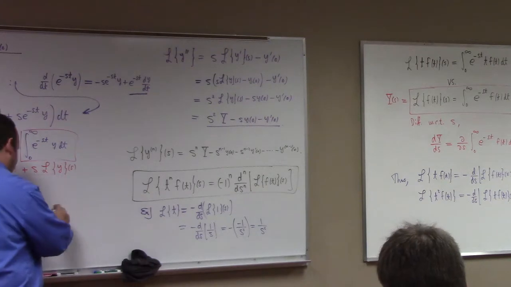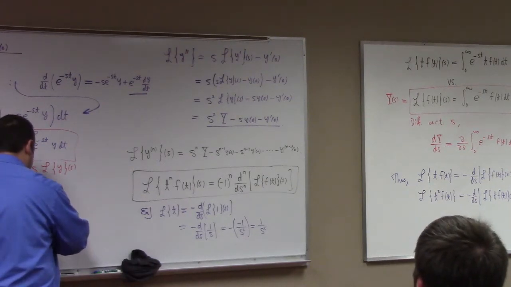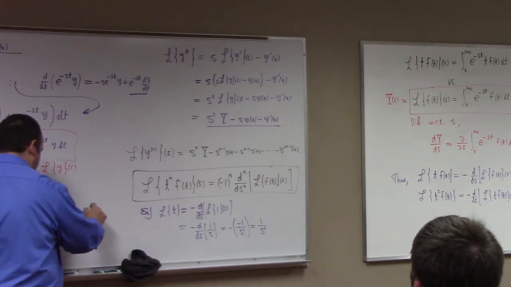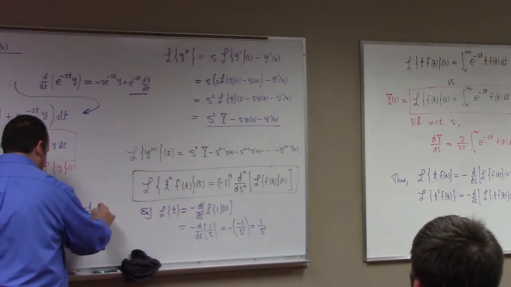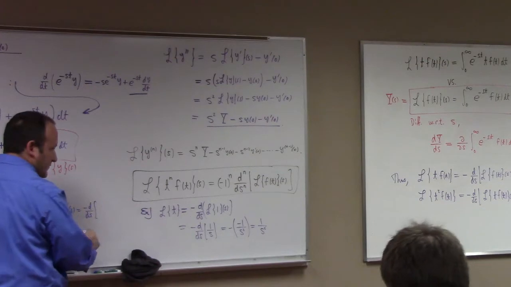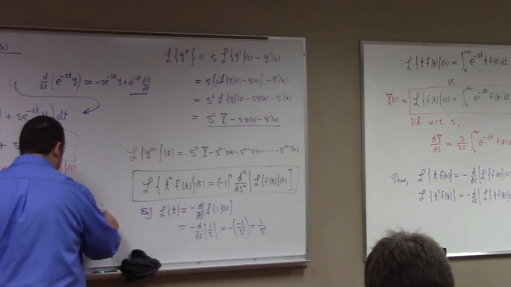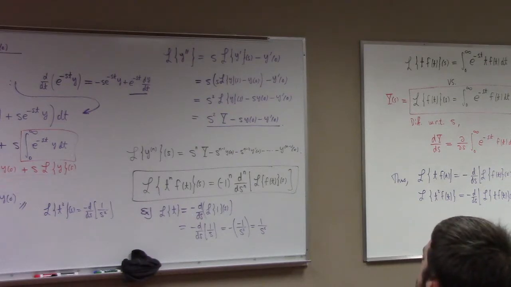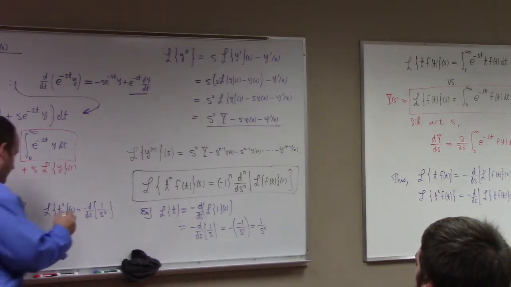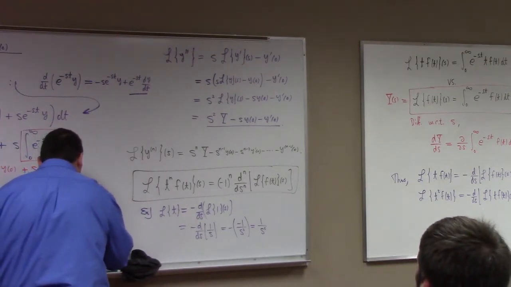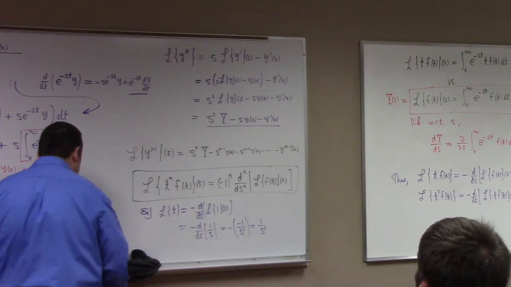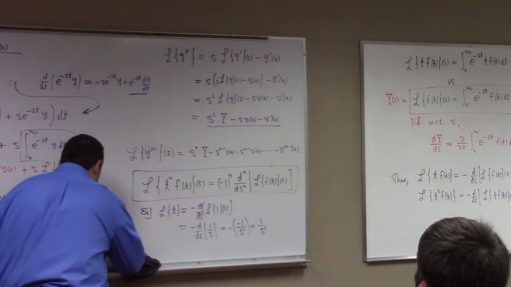What would the Laplace transform of t squared be? So minus d/ds of the Laplace transform of t, right? Which was what? 1 over s squared, right? Which is what? Minus 1 times minus 2 over s cubed. Looks like we've got 2 over s cubed.